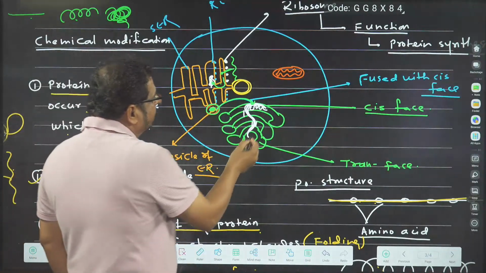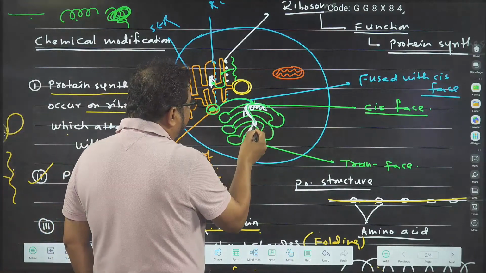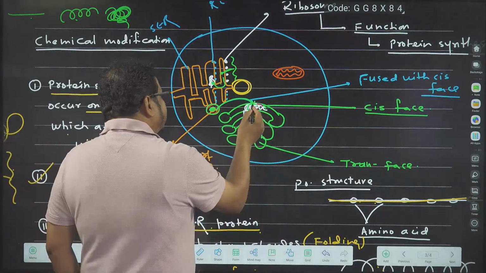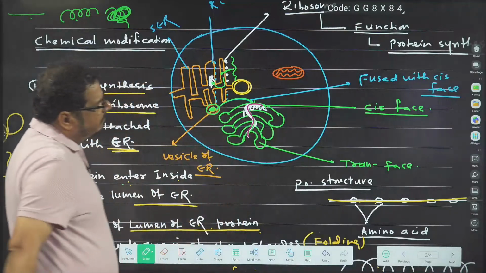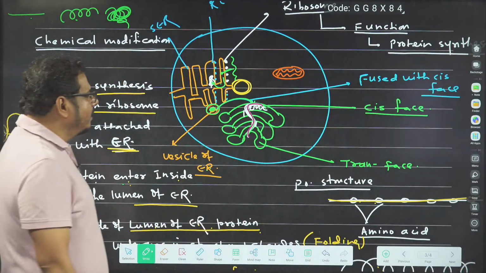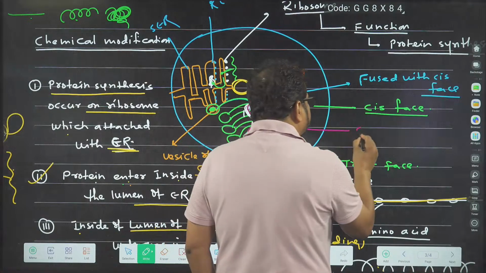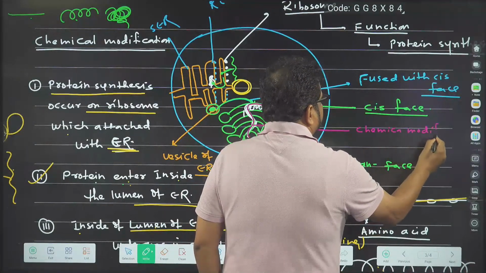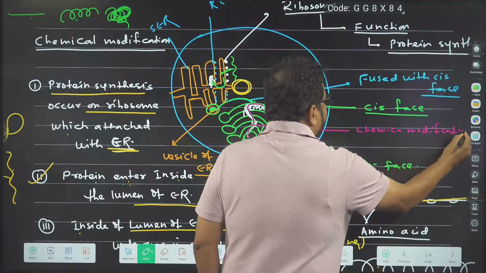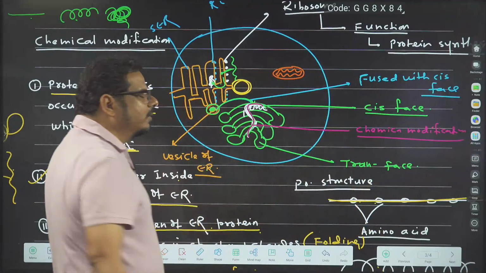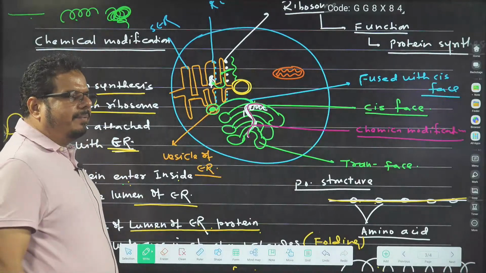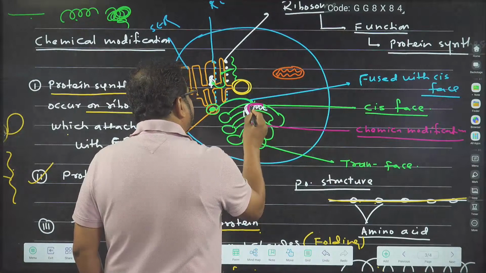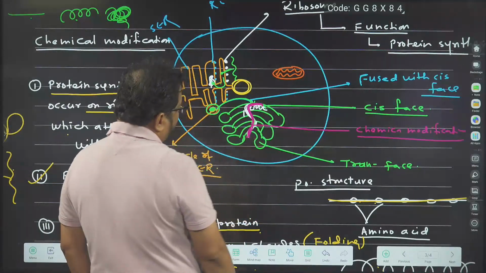Now what happens to this protein? This protein goes toward the trans face. From the cis face it travels toward the trans face, and when it is traveling, chemical modification occurs. Glycosylation occurs. Carbohydrate attaches to it and it converts into glycoprotein. I am telling this in reference to protein. So normal protein gets converted into glycoprotein during this transport from the cis face to the trans face.